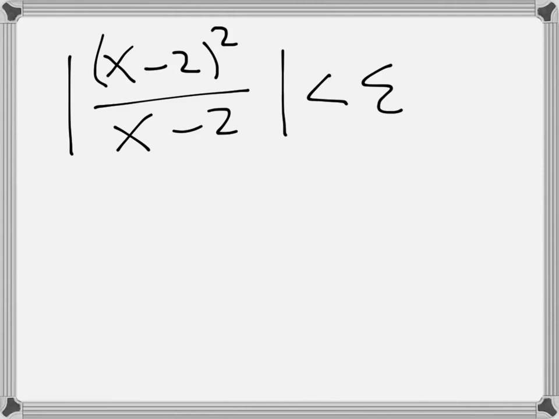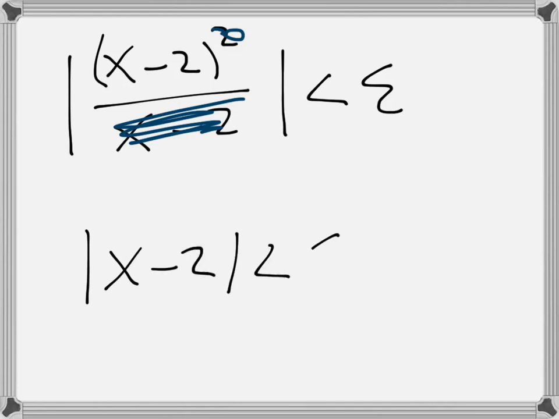So I end up with just x minus 2 in absolute value is less than epsilon. After all that, we see actually our choice of delta should just be epsilon, because I've created the expression I wanted, x minus 2 less than epsilon.